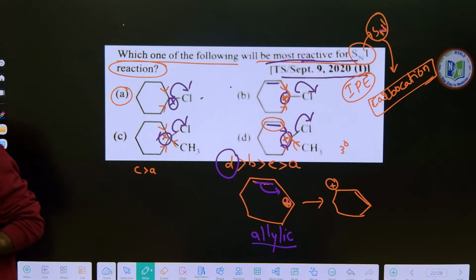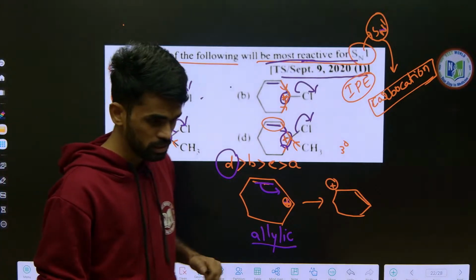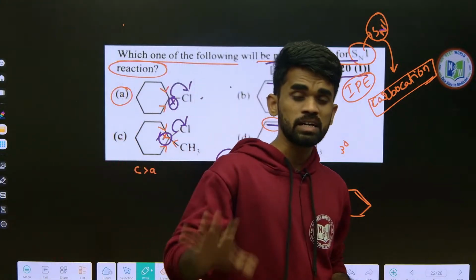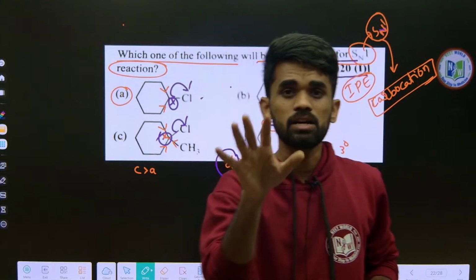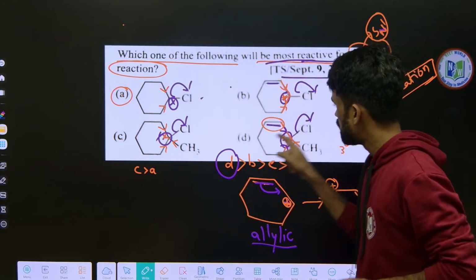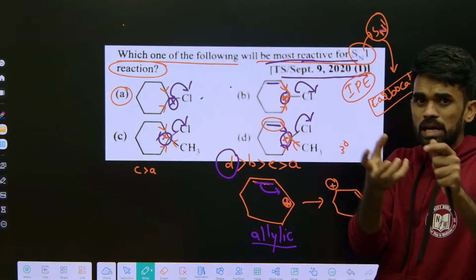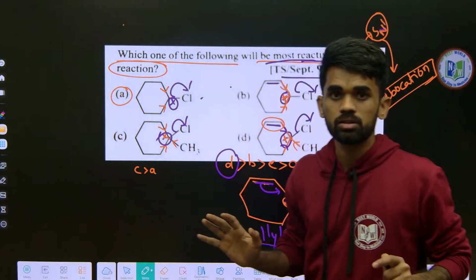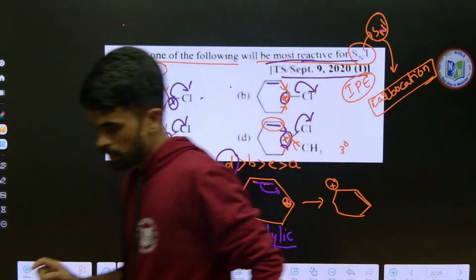See, whenever there is a carbocation, one thing you should get into your mind is that it must be stabilized. In order to stabilize that, we require releasing groups. Releasing groups are nothing but alkyl groups, or any pi electrons in conjugative position, or lone pair electrons.